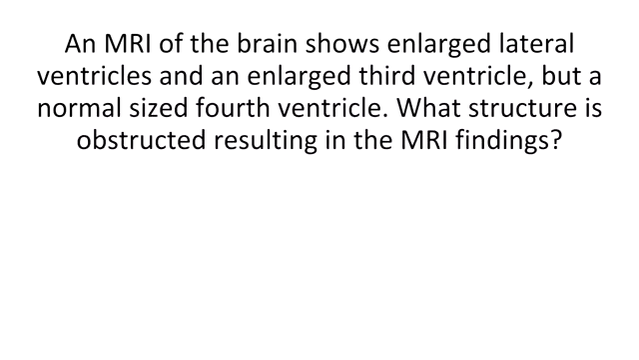An MRI of the brain shows enlarged lateral ventricles and an enlarged third ventricle, but a normal-sized fourth ventricle. What structure is obstructed, resulting in the MRI findings? From the question stem, we know that the patient has enlarged lateral ventricles and an enlarged third ventricle, but a normal-sized fourth ventricle. Hopefully from this description, you were able to deduce that there is an obstruction between the third and fourth ventricles. Let's pull up an image so you can see what's going on.